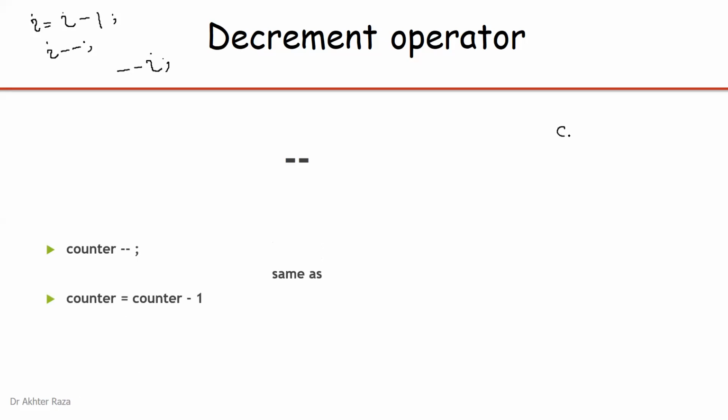Suppose counter is an integer variable, and suppose the value of counter is 5. When I use this statement counter minus minus, the value of counter will be decreased by 1, and after passing the statement it will have 4. Means the current value will be reduced by 1. These two are basically known as decrement and increment operators.